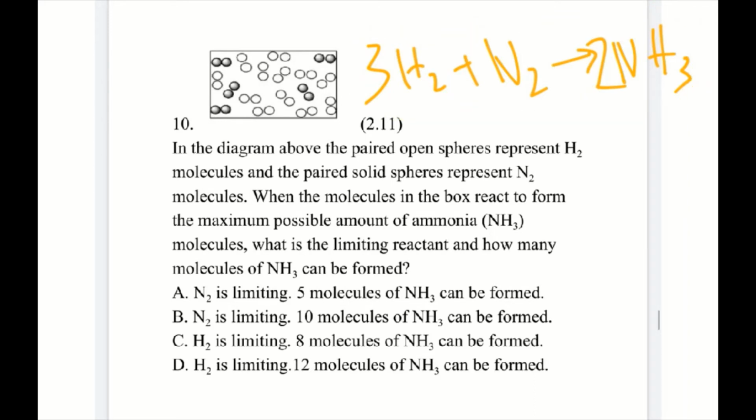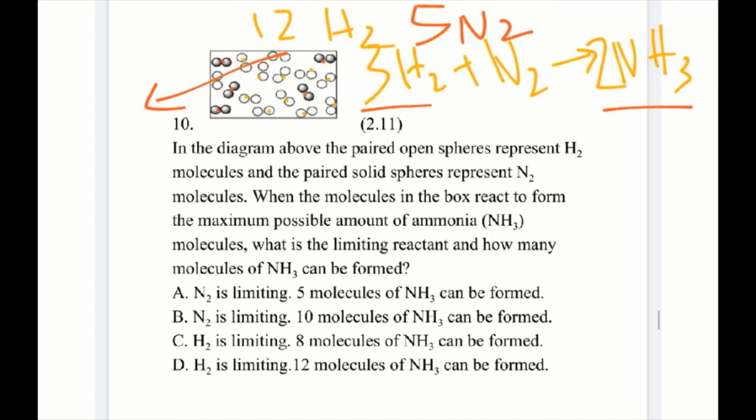So let's count how many H2s and N2s are in this diagram. We have 1, 2, 3, 4, 5, 6, 7, 8, 9, 10, 11, 12 H2s. And how many N2s? Well, let's find out. 1, 2, 3, 4, 5. 5 N2s. Now the limiting reactant is the thing that produces less of the product. 12 H2s can produce, let's see, if it's 3 to 2, then it's going to be 2/3 of 12, or 8 NH3s.